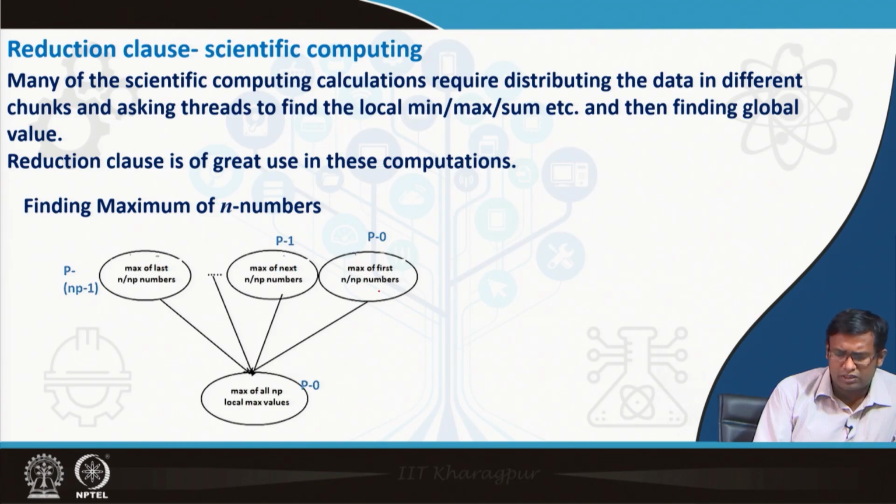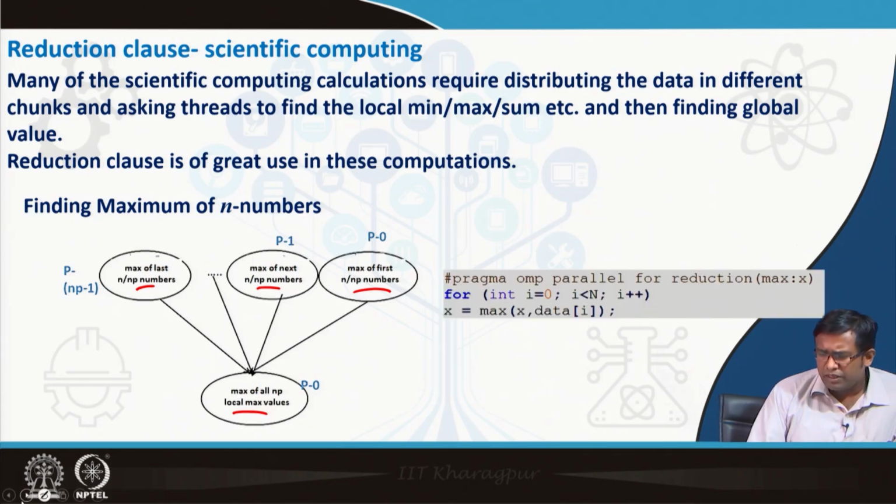So, each processor has one thread which gets n by np numbers and finds their local maxima, and then all these local maxima are taken care of by one of the processors, and it finds the global maxima of all the local maxima. This operation can be easily done by a reduction operation, that x is maxima of x data I. This finds the maxima in case of single processor thread, single processor execution.